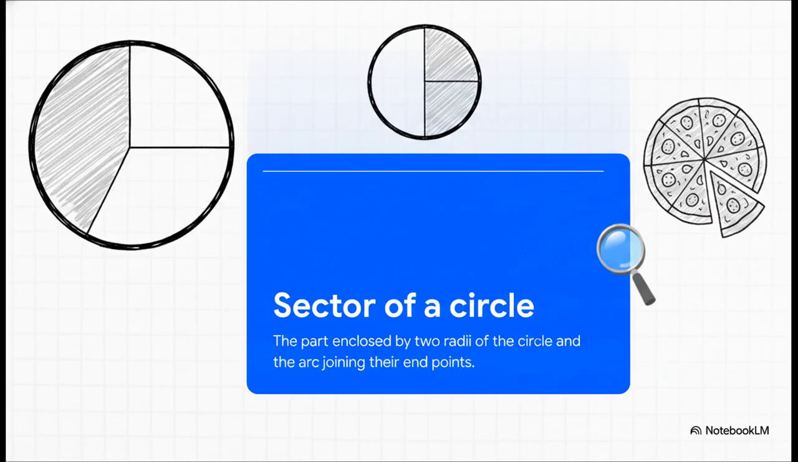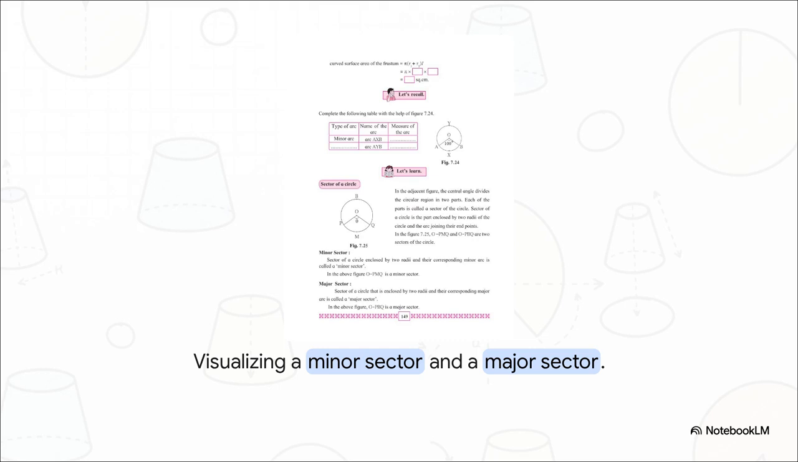Mathematically speaking, the sector is defined precisely as the part enclosed by two radii of the circle and the curved arc that connects their endpoints. Now, what's really fascinating here is how this visually separates the space. If you look closely, those two radii originating right from the center point O separate the entire circle into two distinct parts. The smaller slice, the one you'd probably eat first, is called the minor sector. And that much larger remaining slice, basically the rest of the entire circle, we call that the major sector.